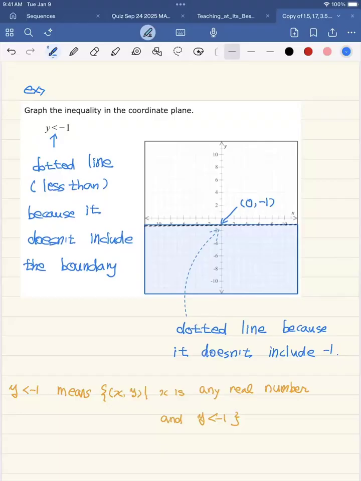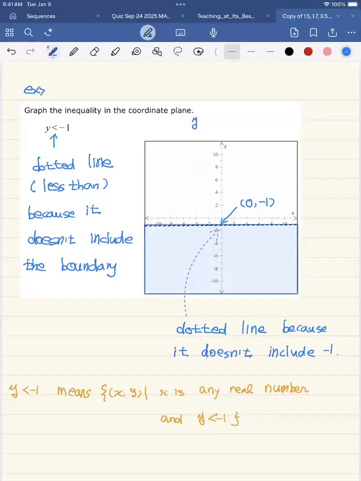In the next example, we have to graph the inequality in the coordinate plane. Y is less than negative 1, but this is an inequality on the coordinate plane. That means no matter what value x can be, as long as the y value is less than negative 1, that'll be the solution for this inequality.